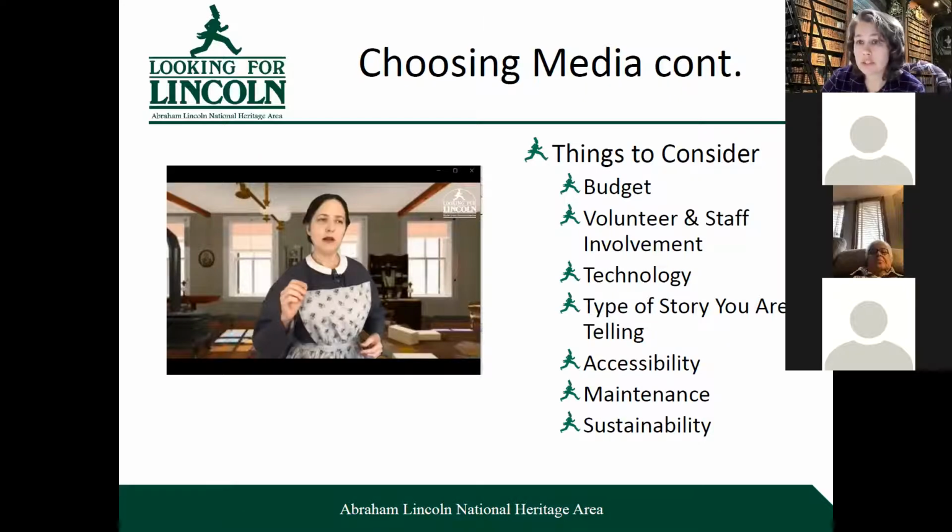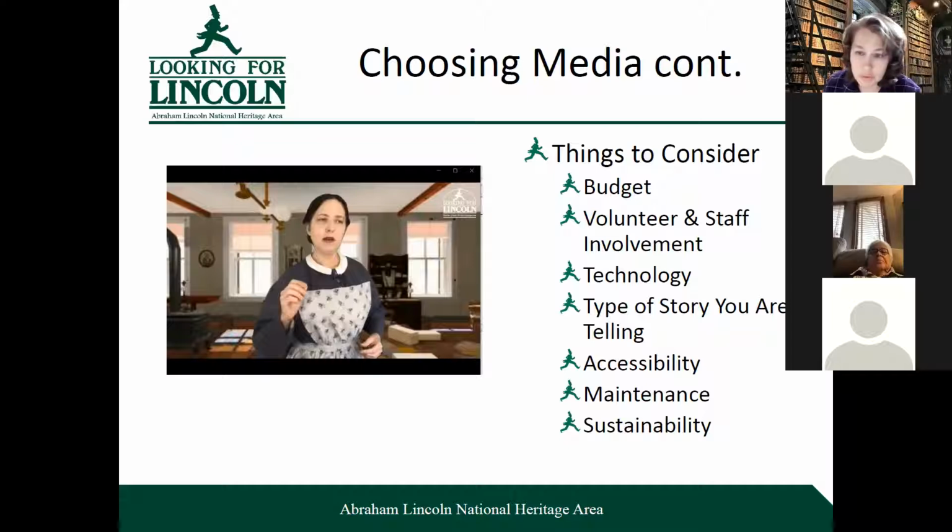When you decide on what you're going to do, do you have adequate staff and volunteer involvement to pull it off? What type of technology are you going to use? What type of story are you telling? Are you telling a story that lends itself better to a first-person interpreter or an exhibit? And how do you want to communicate that? Would an activity be a good way of telling your story? Is it accessible to many people with different challenges and needs, so that different people can understand what's going on?